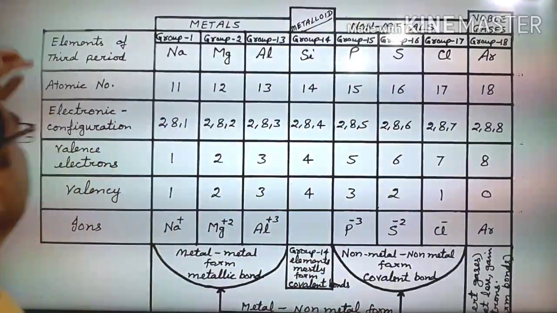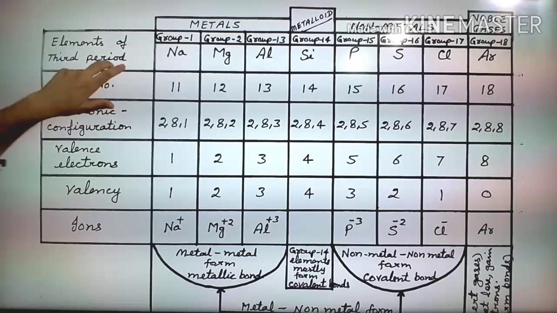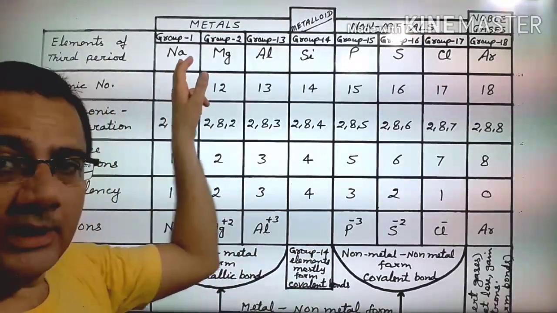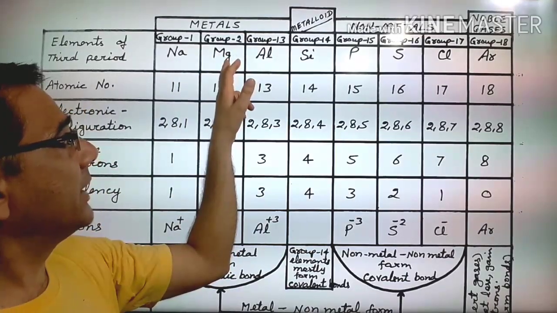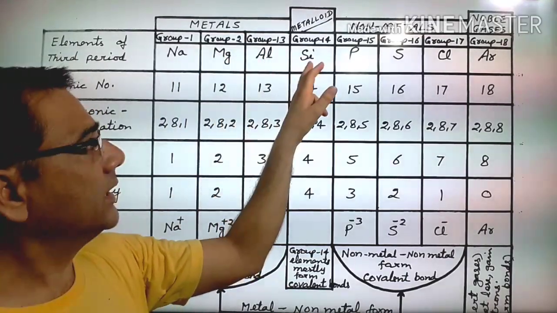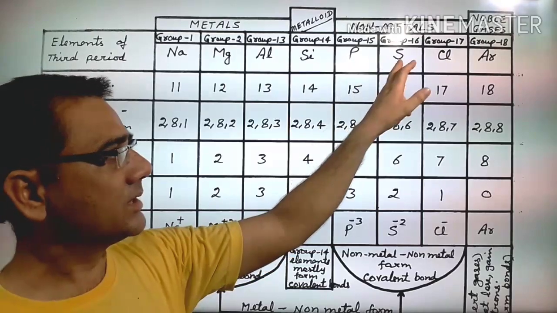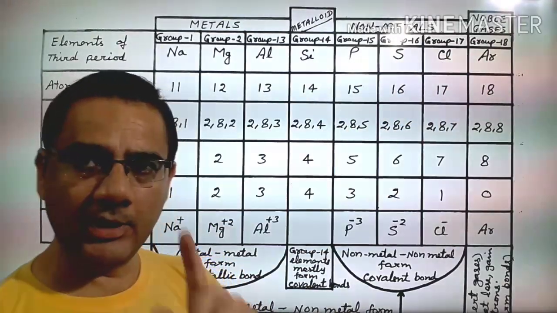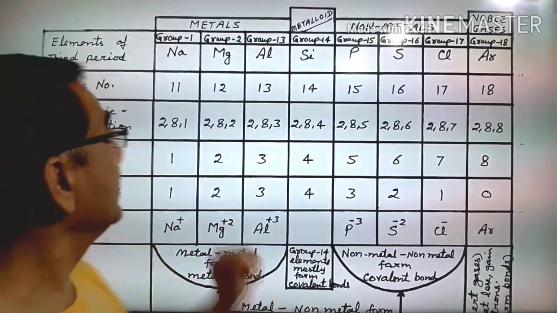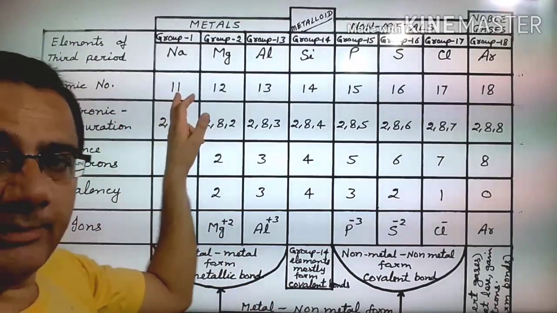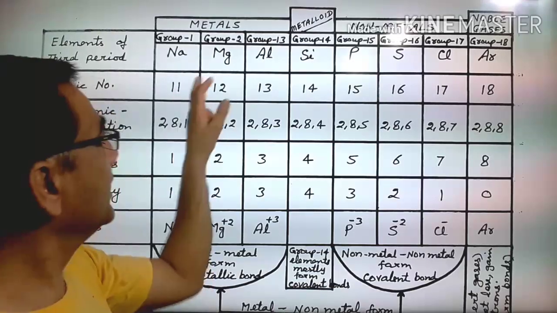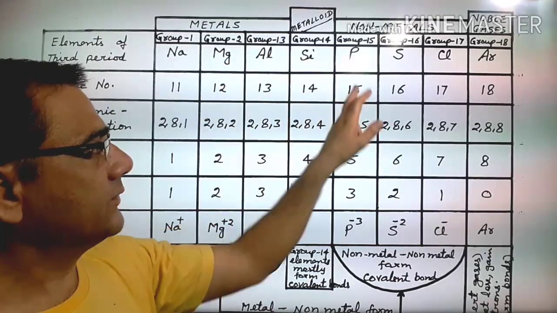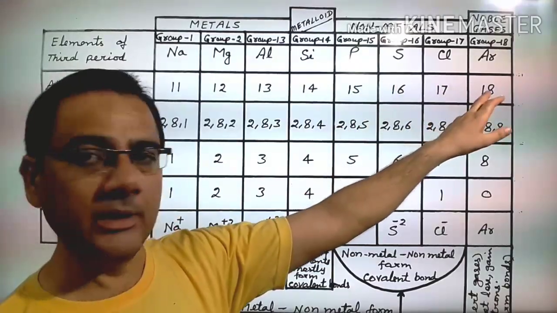So I have taken the elements of the third period. If you see the periodic table, the third period, the first element is Na, that is sodium, then magnesium, then aluminium, then silicon, then phosphorus, sulfur, chlorine and argon. And what is the atomic number of the first element of the third period? That is 11. Sodium has the atomic number 11. You can see the periodic table. Then magnesium 12, aluminium 13, silicon 14, phosphorus 15, 16, 17 and 18.